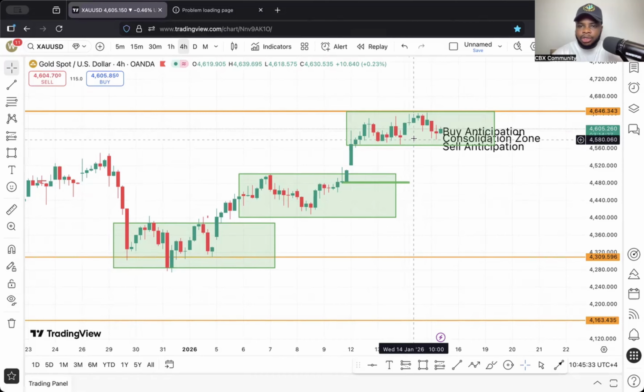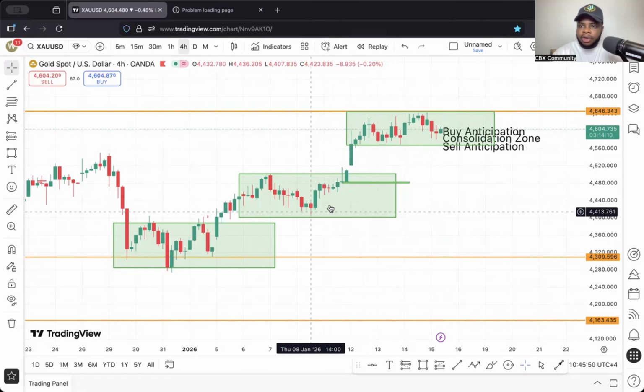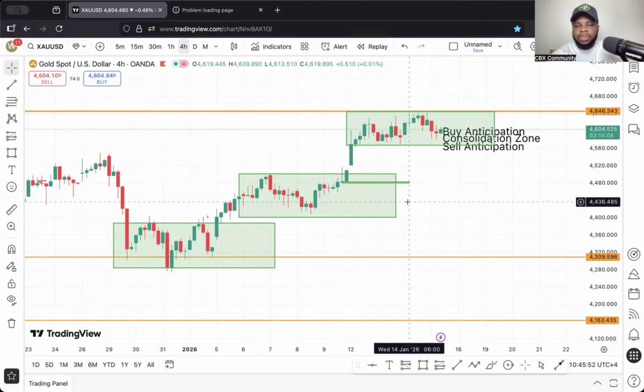So looking at the condition of the recent market structure, this consolidation zone over here means you are anticipating for the candle to break this resistance zone to form a new all-time high, or for the candle to break this support zone, then the candle can choose to continue to come down to this support zone over here. So it's very important for us to know what the market condition is saying.